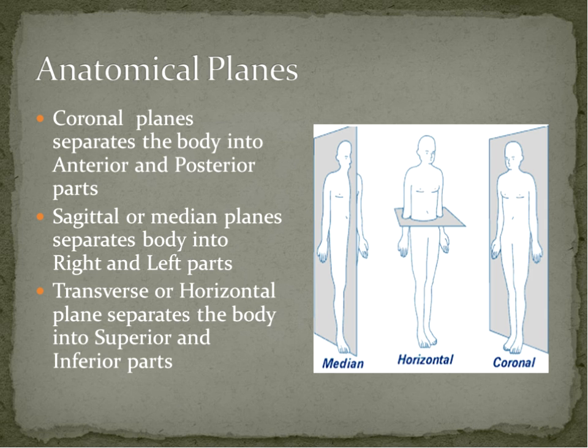The median or sagittal plane separates your body from left to right. And horizontal or transverse divides your body into the superior portion and the inferior portion.